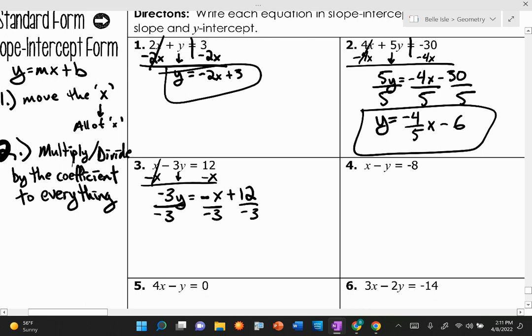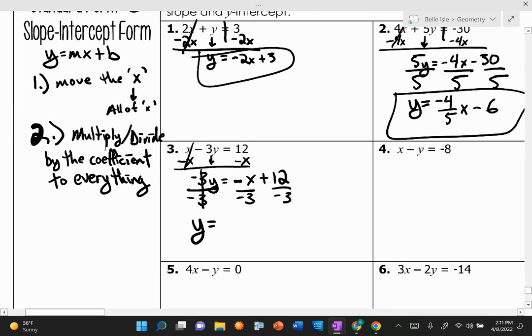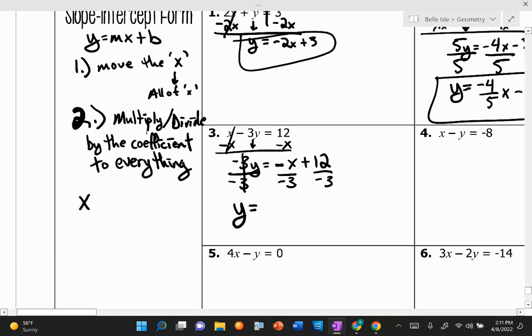The negative 3's are going to do what? Cancel out and just give you y. What's negative x divided by negative 3? So I don't want to confuse anybody, okay? But if you write this as your slope, that is totally acceptable, and you'll probably see it written like that. That is the exact same as writing it like this. They are the exact same thing, okay?